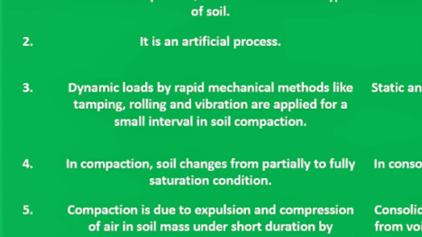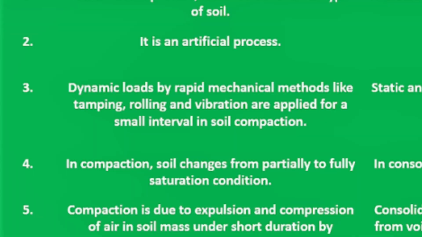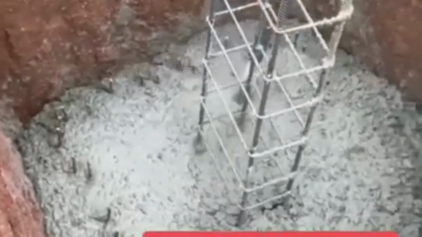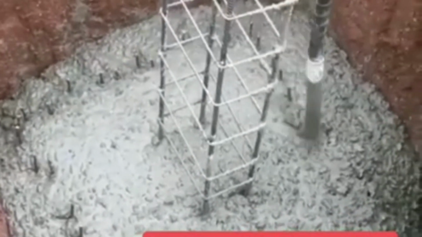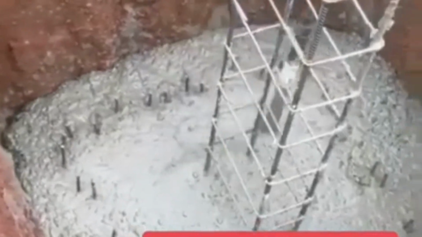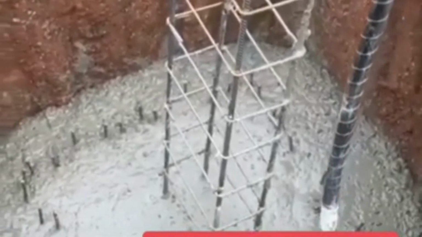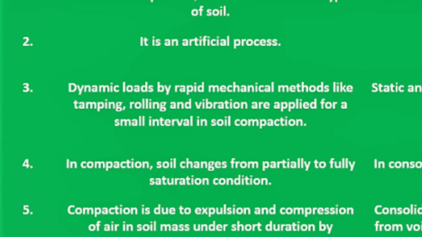etc. Dynamic loads by rapid mechanical methods like tamping, rolling and vibration are applied for a small interval in soil compaction. These dynamic loads like tamping, rolling, vibration are applied for a short time because it is a fast process and takes less time. So for a small interval of time you use mechanical methods like tamping, rolling, vibration in order to do compaction.